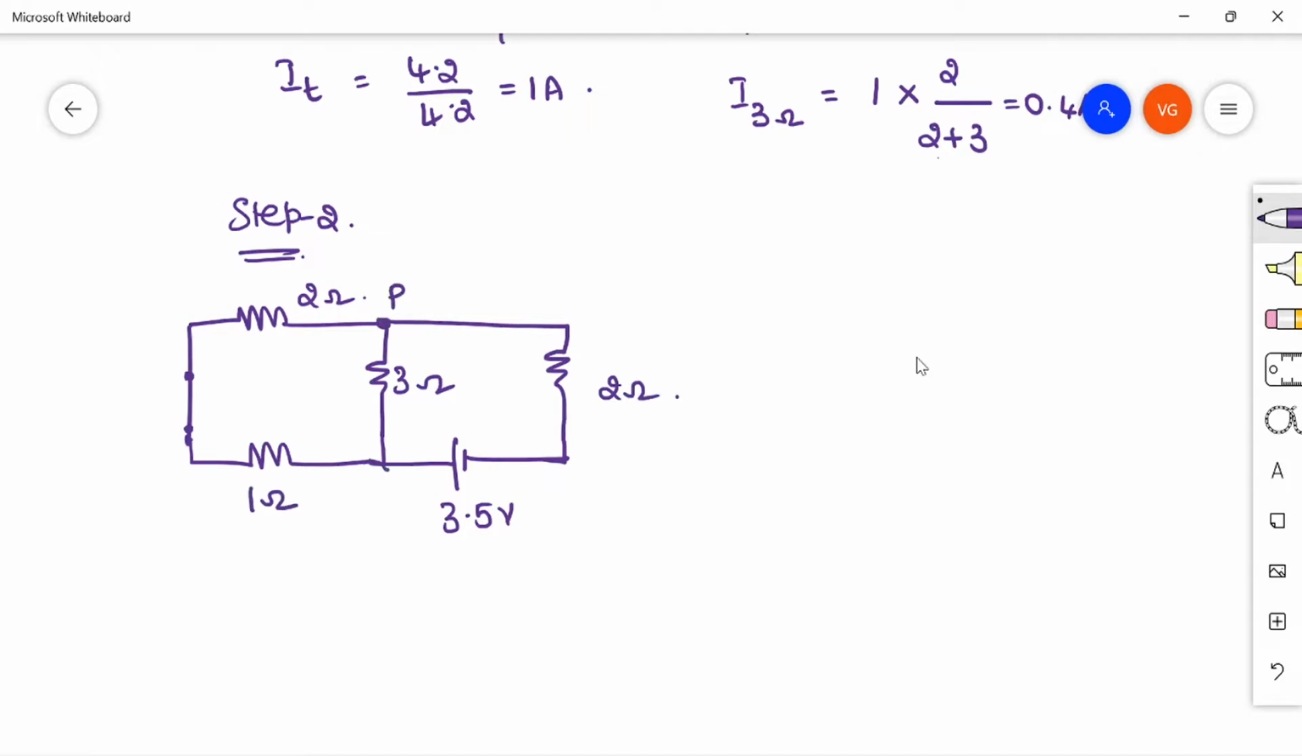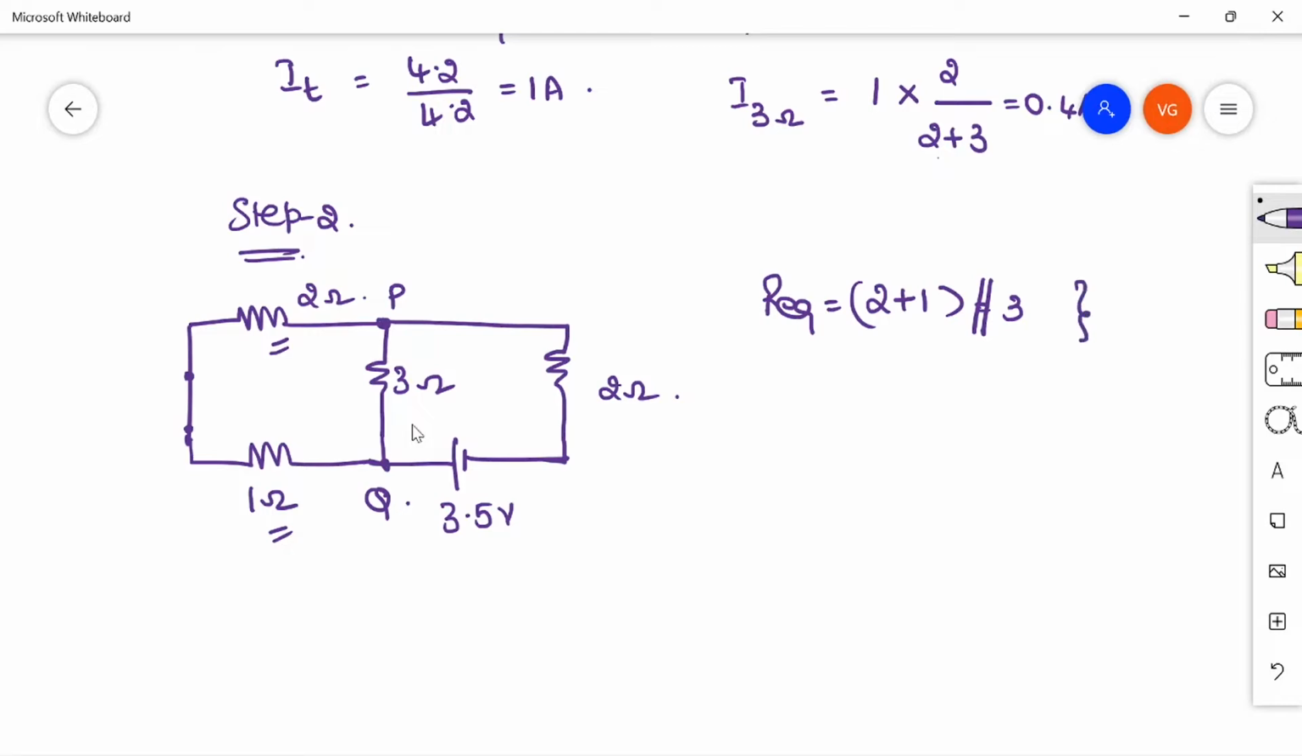So PQ. Now because of this 3.5 volt source, what is the current that is flowing in this 3 ohm, that we have to find out. If you see here, this 2 ohm and 1 ohm are in series. So totally 3, right? So 3 in parallel with this 3 ohm. So 3 into 3 divided by 3 plus 3, right? I am just considering the total equivalent resistance here. 2 plus 1, right? That is equal to 3 in parallel with again 3, right?